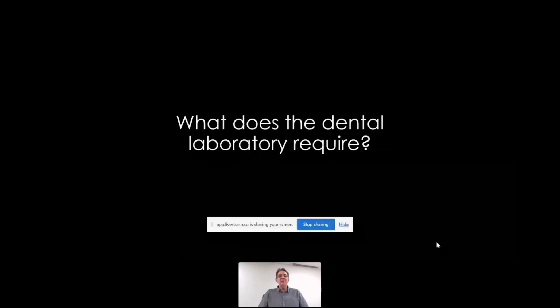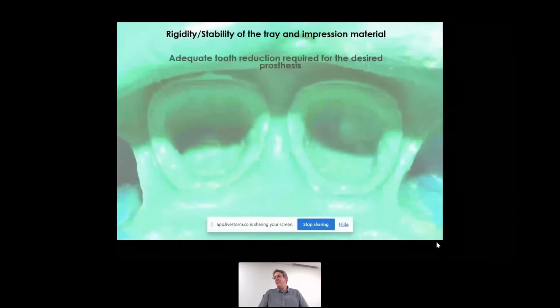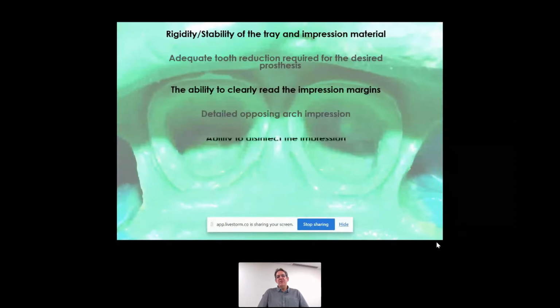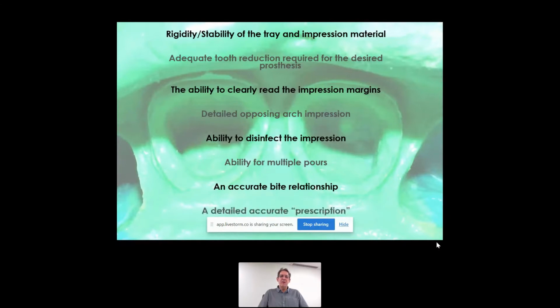Well, number one, they need rigidity and stability of the tray and the impression material. They want to make sure that there is adequate tooth reduction for the desired prosthesis. So many times they will ask for 2 millimeters of reduction and pray that they get 1.5. They have to have the ability to clearly read the impression margins. And then especially if they've taken a full arch impression, they need a detailed opposing arch impression. They need the ability to disinfect the impression, now more than ever.